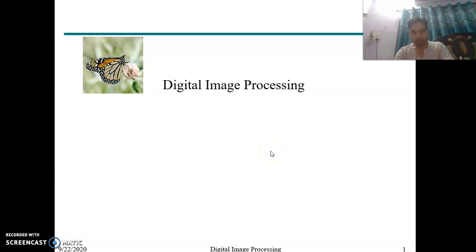Good morning, students. Today we will be discussing spatial domain enhancements. So basically, there are two types of enhancement we will study. One is smoothing, and the second one is sharpening. So moving to the next slide.